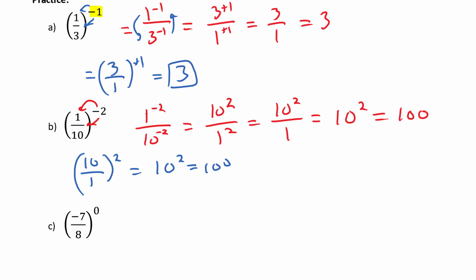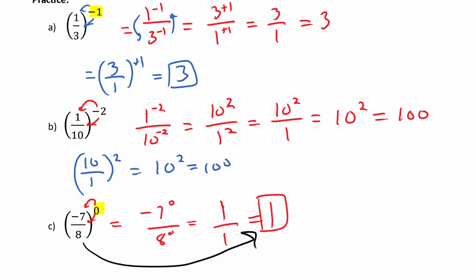Now we have minus 7 over 8, raise the exponent 0. Let's distribute that here and here if you wanted to. Minus 7 to the 0 over 8 to the 0 gives me 1 over 1, which is equal to 1. But anything raised to the exponent 0 is 1, so we could have just skipped right from there to there.